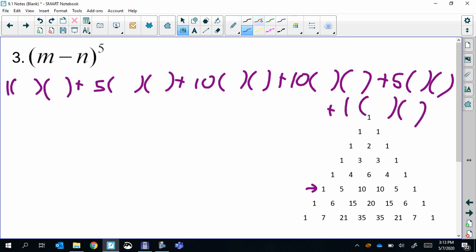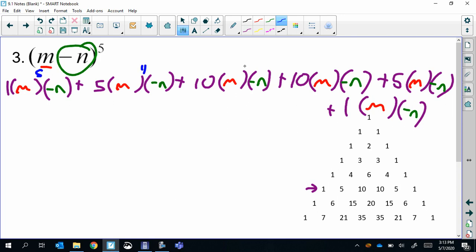We fill in our m first, and then we'll fill in the negative n. So we'll have to pay close attention here, because now we have a negative exponent, or a negative variable with exponents, I should say. Now we fill in our exponents, starting with a 5, 4, 3, 2, 1, 0, and again 5, 4, 3, 2, 1, 0. So the zeros are gone.